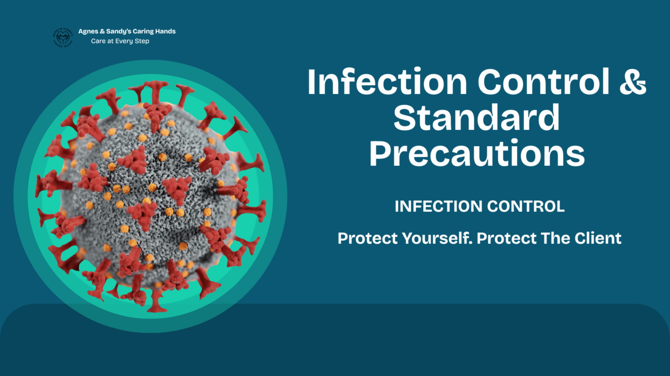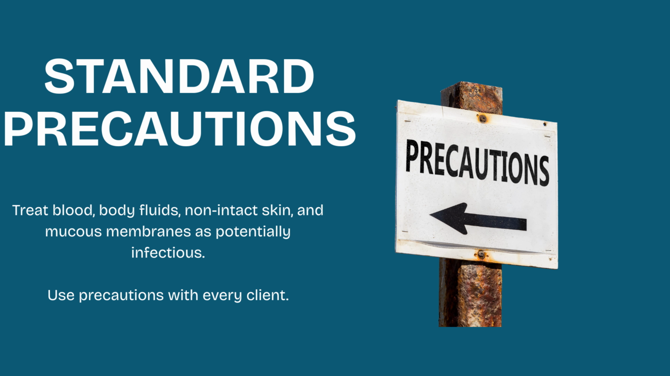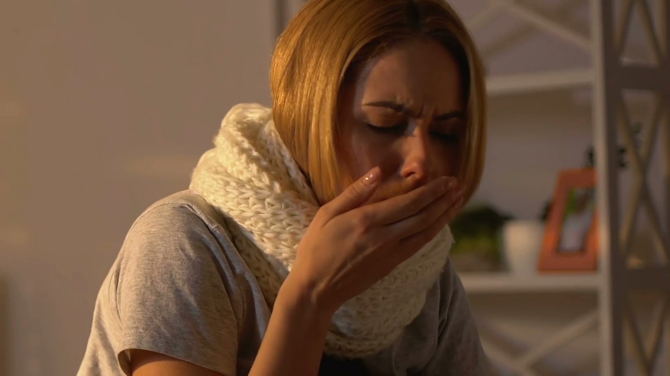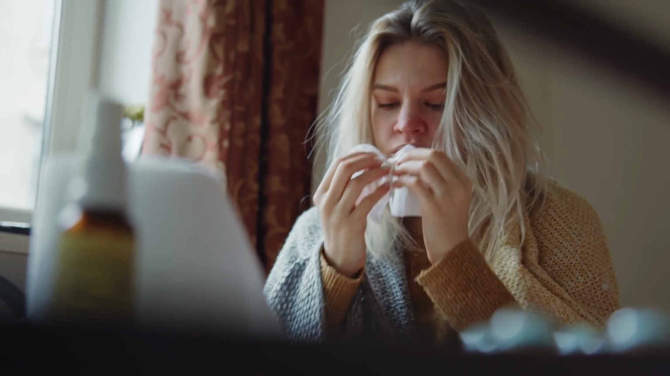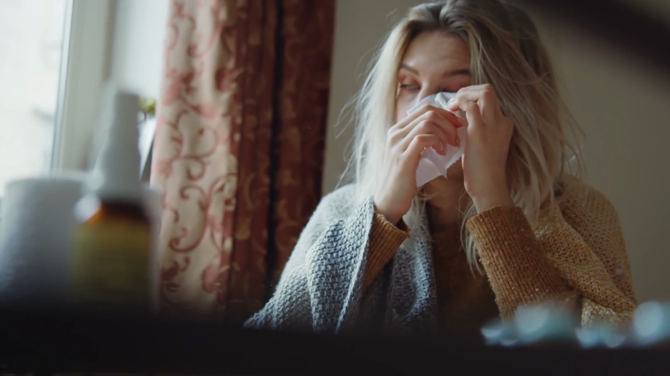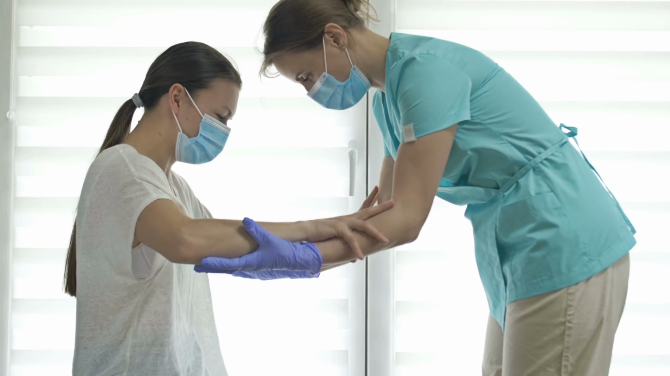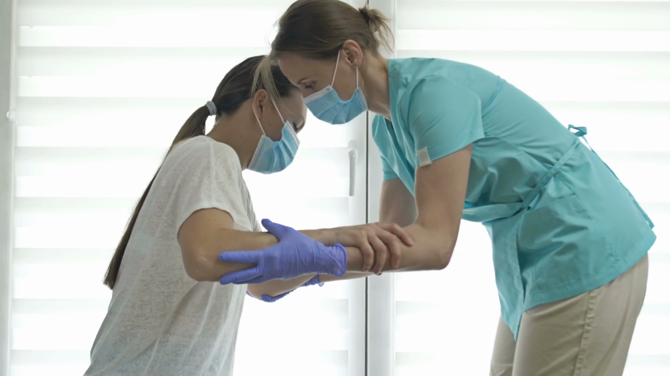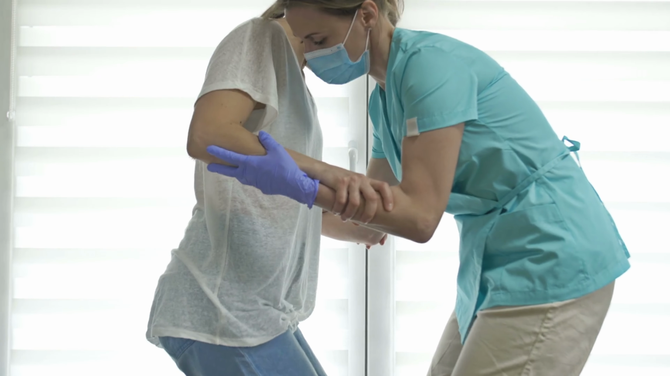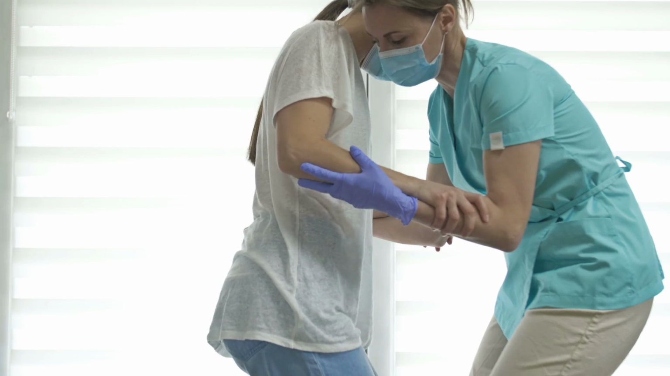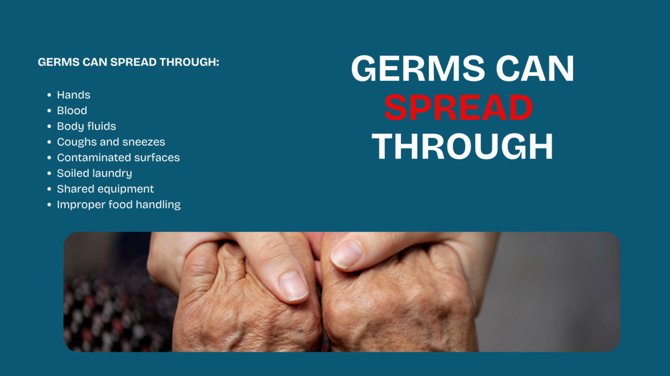CDC recommends standard precautions for all patient care, regardless of whether a person is known to have an infection. Standard precautions are infection prevention practices used when caring for everyone, not only people who are known to be sick. This means you should not wait until someone tells you that a client has an infection before protecting yourself. Blood, certain body fluids, secretions, non-intact skin, and mucous membranes may contain infectious organisms. Standard precautions include hand hygiene, appropriate use of personal protective equipment, respiratory hygiene, safe handling of contaminated materials, and proper cleaning practices.